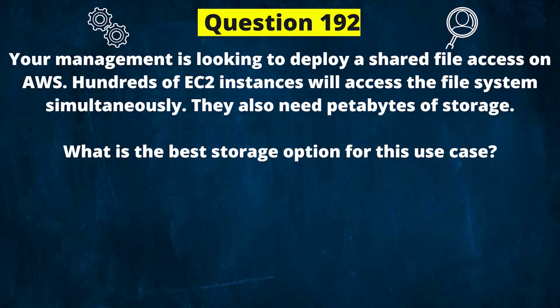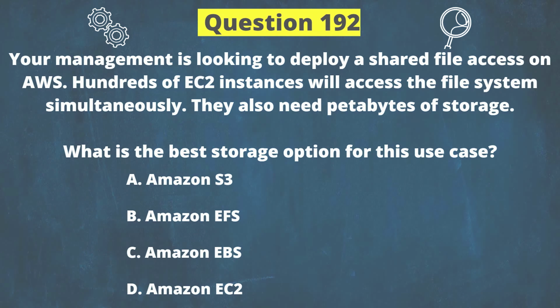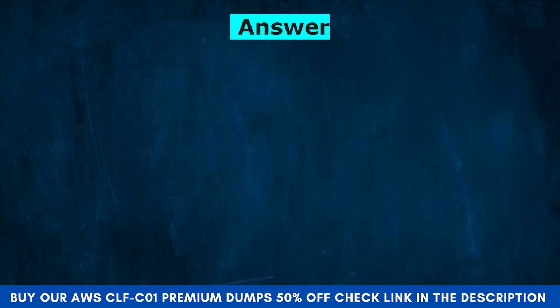Next question. Your management is looking to deploy a shared file access on AWS. Hundreds of EC2 instances will access the file system simultaneously. They also need petabytes of storage. What is the best storage option for this use case? Now, the options are: Option A, Amazon S3. Option B, Amazon EFS. Option C, Amazon EBS. Option D, Amazon EC2. And the correct answer is Option B, Amazon EFS.